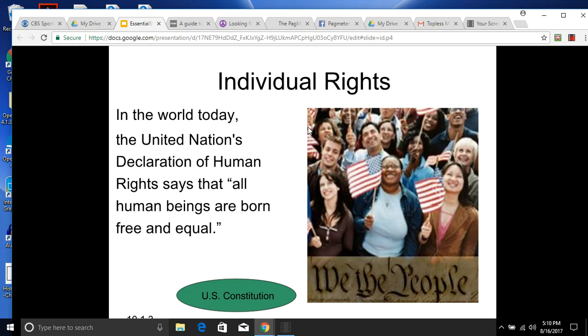In today's world, the United Nations Declaration of Human Rights says that, quote, "all human beings are born free and equal," end quote.